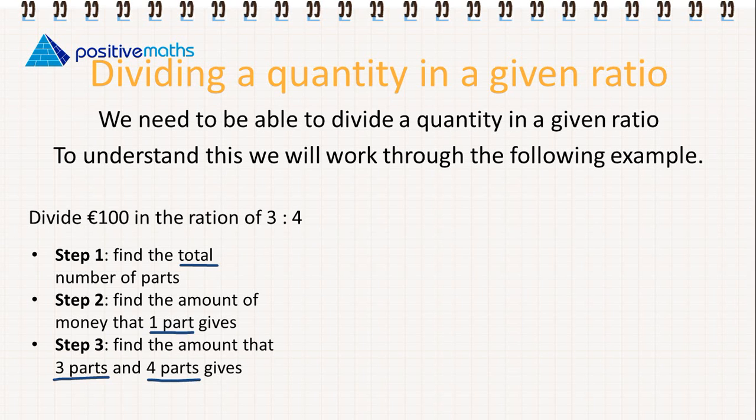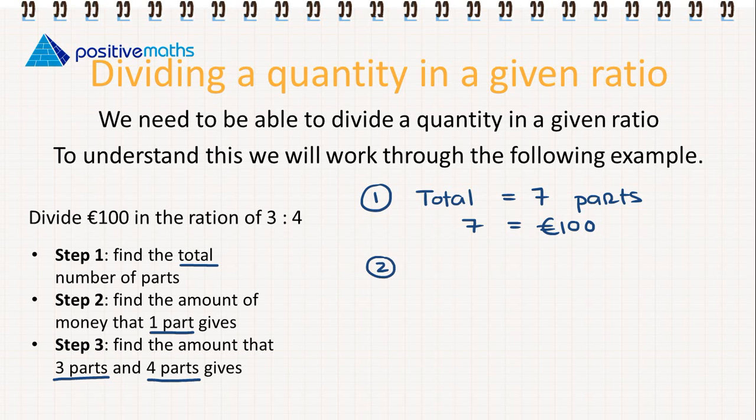Okay, so we're dividing €100. Step 1. Find our total number of parts. So our ratio is 3:4. Therefore, the total number of parts is 7. Okay, so 7 parts. I'll just say 7 equals €100.